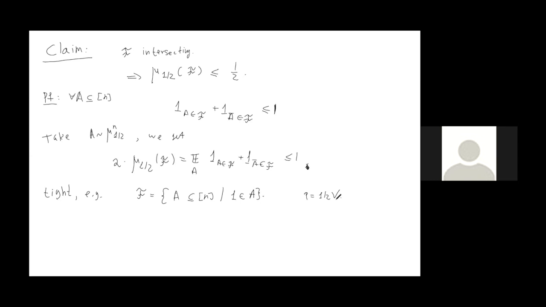Now I'm not going to show you that, but you'll have to trust me that you can prove in numerous ways that this result does not only hold for p equals half, but also for any p less than half. So for any p less than half, if F is intersecting, then the mu p measure of F is at most p.